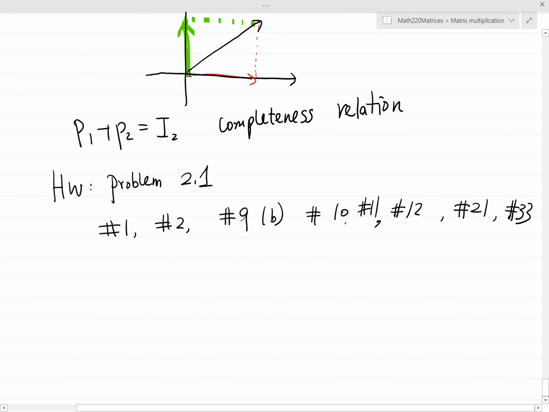Okay, now let's start another topic: the idea of elimination.